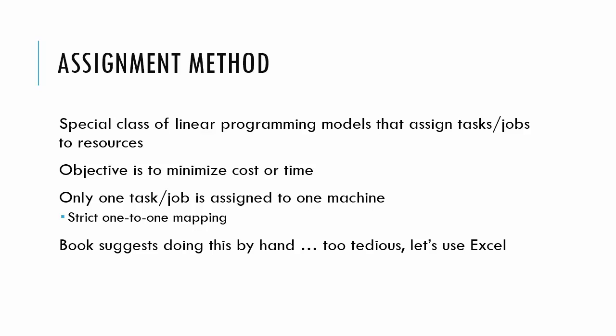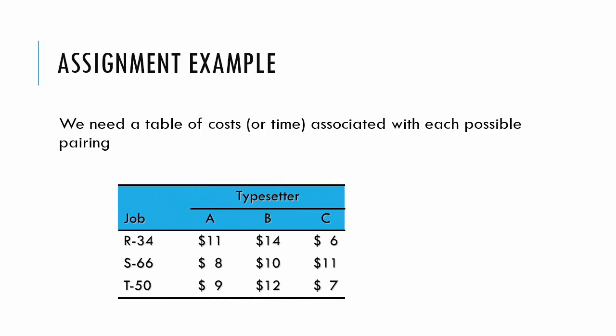So let's look at an example. Here we need a table of cost or time. In this case we have cost associated with each possible pairing. So here we have 3 different jobs that must be performed by 3 different typesetters, or people I guess we could call them, and how much it would cost for job R34 to be accomplished by typesetter A, B, and C. All right. So we see that there are some trade-offs.